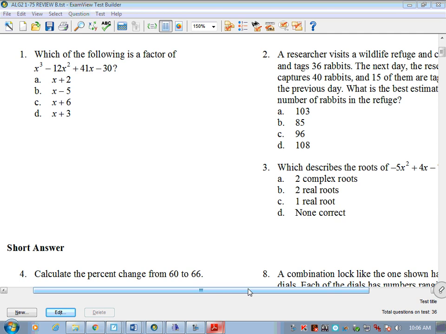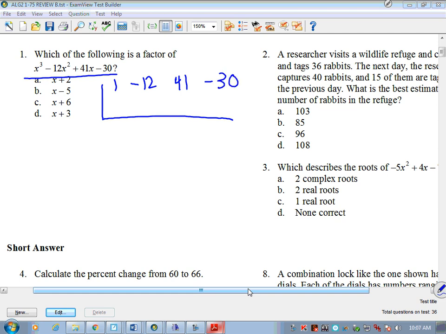All right, we'll see if you remember what this is called. Does this bar ring any bells yet? What is this called? Synthetic division. All right, so what numbers do I put in the top bar of synthetic division given this right here? What's the first number I'd put in? 1, and then negative 12, and then 41, and then negative 30.